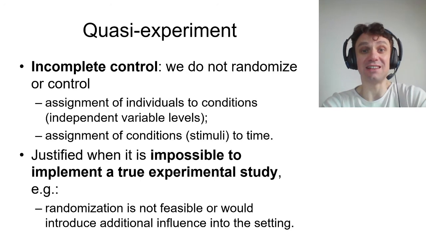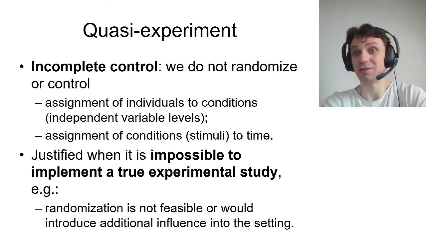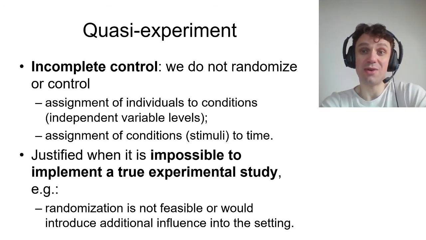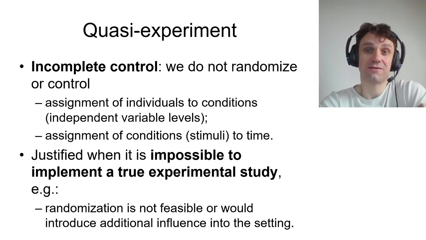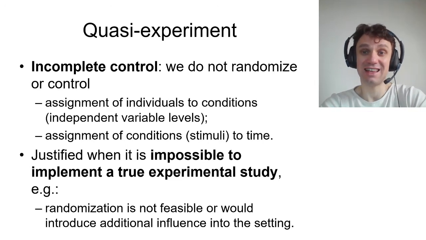We don't randomly assign individuals to conditions. For example, we are using existing groups. Instead of randomly creating an experimental group and a control group, we say, okay, we have those two groups of individuals, so one of them will be experimental, another one will be control. We might have no other choice, and this can be justified. It is only justified in situations when we are unable to conduct a true experimental study. For example, randomization would be too difficult to implement or too costly. It would take too much time, or it would introduce additional influence, additional bias into the setting.